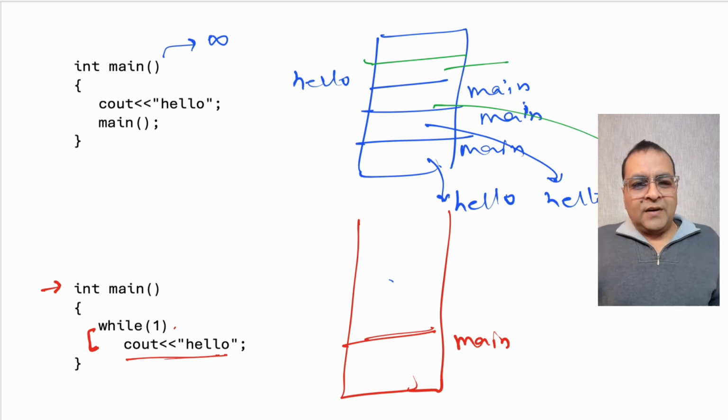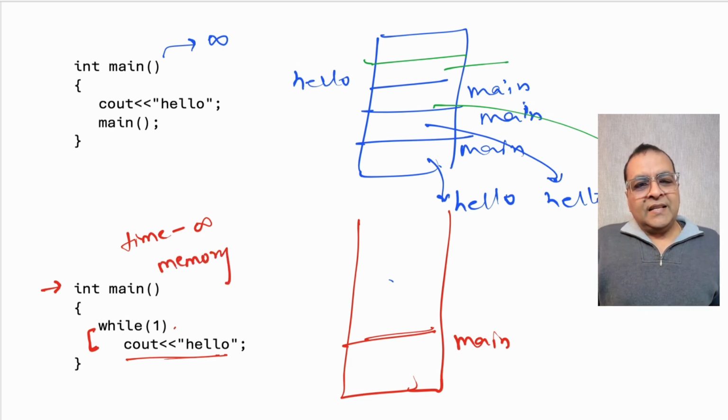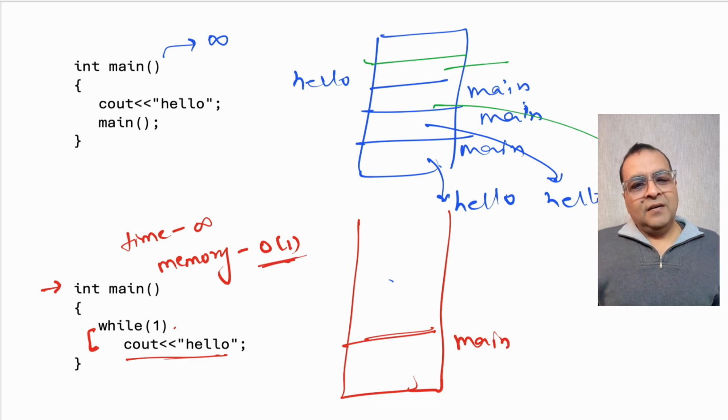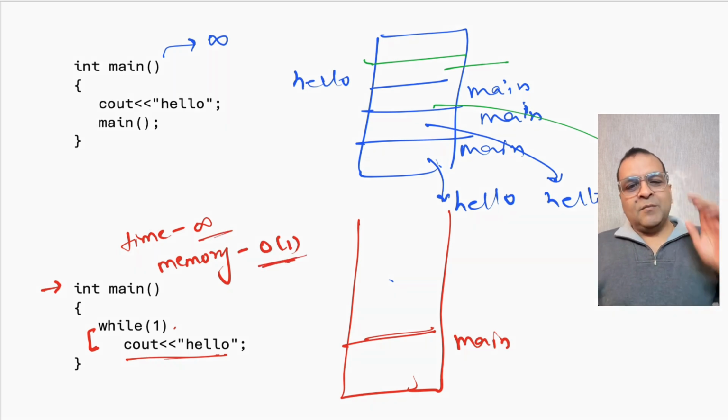From the point of view of time, this function is taking infinite time because it will never stop on its own. But from the point of view of memory, we can say that the memory taken by this function is constant because there is only one stack frame of main, and that stack frame will take constant extra memory. So memory wise, this is a constant memory function, but time wise, this is an infinite time complexity function.